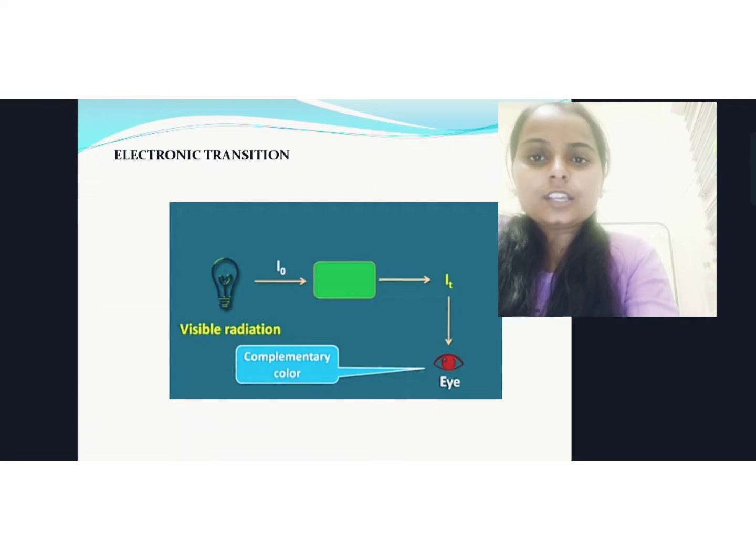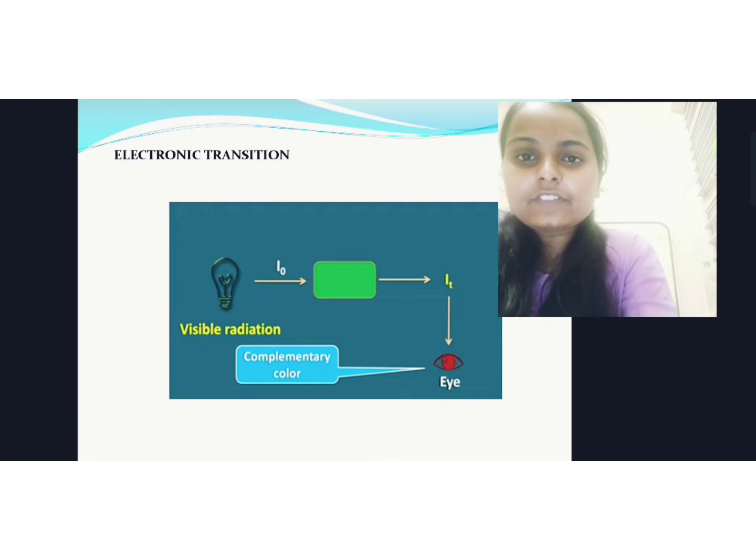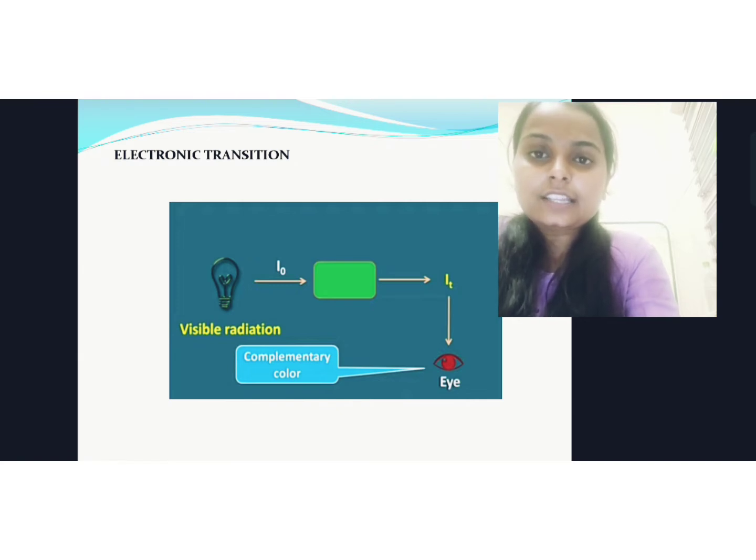It is nothing but where an electron can jump from a lower energy state to a higher energy state. Taking the example of this object with green color, when visible radiation with intensity I naught is made to fall on this object, the remaining radiation coming out of the object, I T, is the intensity of the transmitted light. This transmitted light falls on our eye, so we can observe the green color.